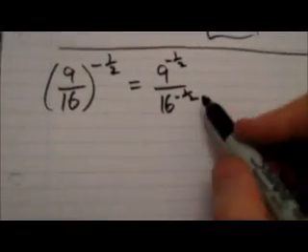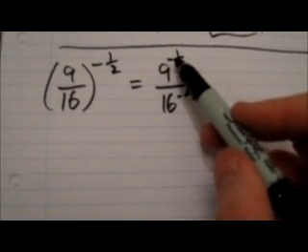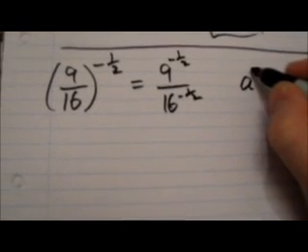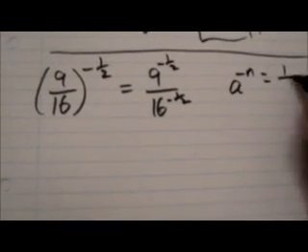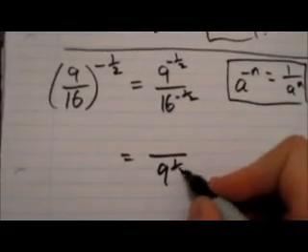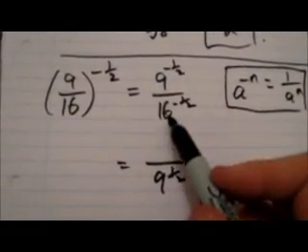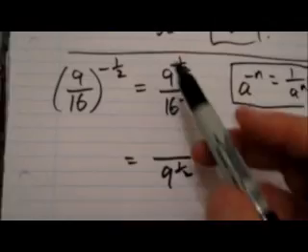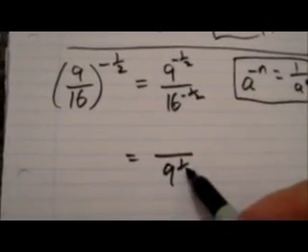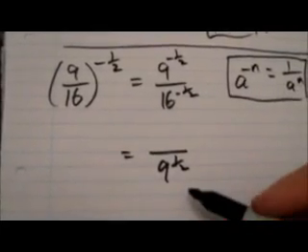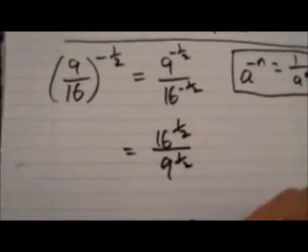Now, if you remember, we said that a minus power means 1 over the plus power. So the relevant formula will be a to the power of minus n is 1 over a to the n. So 9 to the power of minus 1/2 is going to be 1 over 9 to the power of 1/2. And in the same kind of way, the 16 is under the line and it has a minus power on it. So to make that power plus, you've got to bring it up over the line. So we're looking at 16 to the power of 1/2.